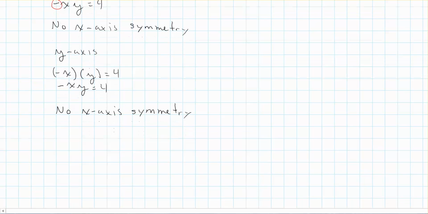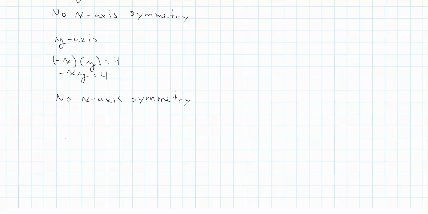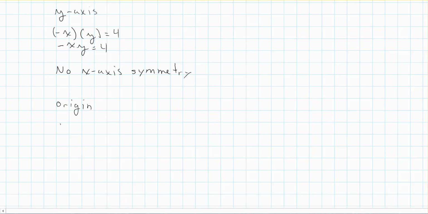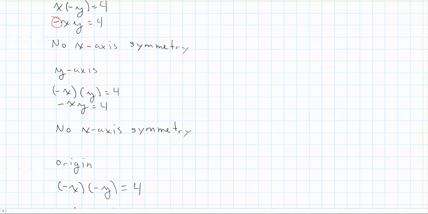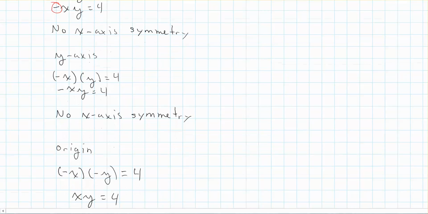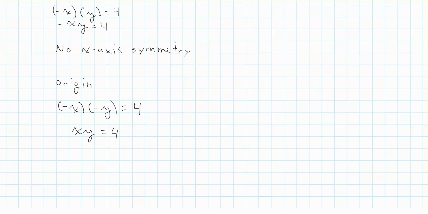One more to go, which is of course origin. And for origin, we substitute both negative x in and negative y. Well, negative x times negative y, two negatives give me a positive, so simplified I wind up with x times y equals 4, which, if I scroll back up here, is exactly the original equation. So that means I have origin symmetry.